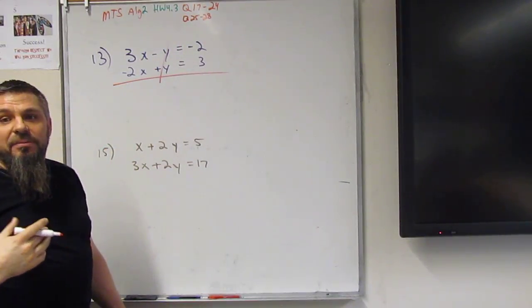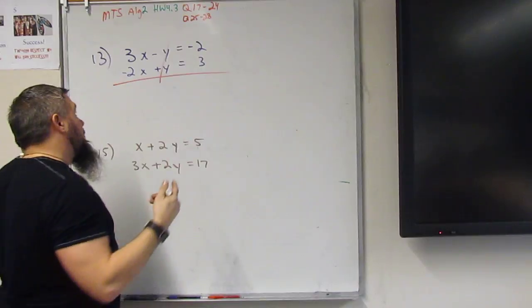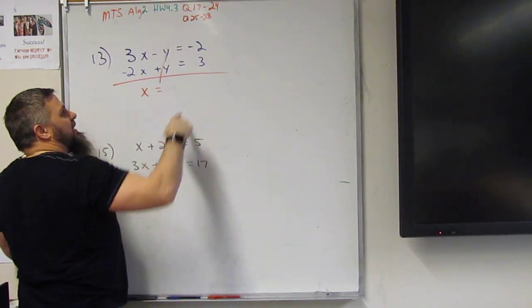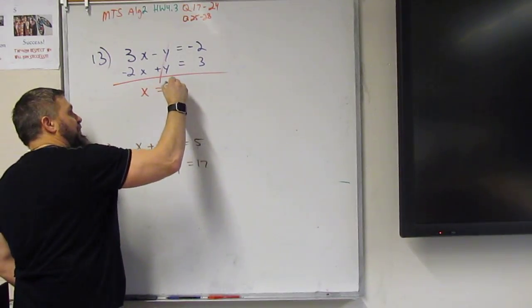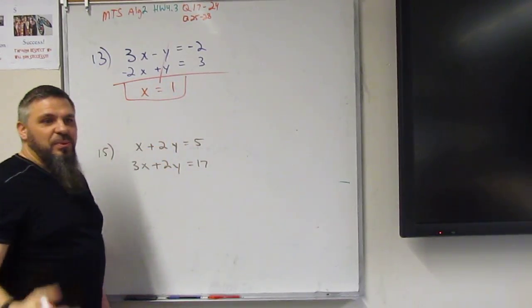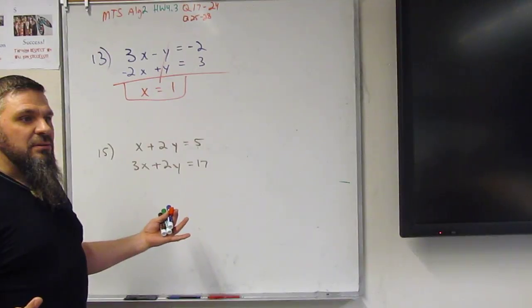-2 and 3 gives me how much? +1x. +1x equals how much? -2 and 3 gives you 1, right? So that's it. X is 1. And then plug it in.